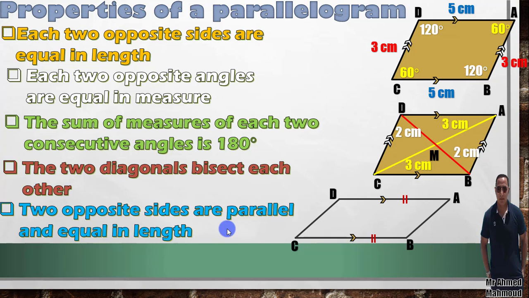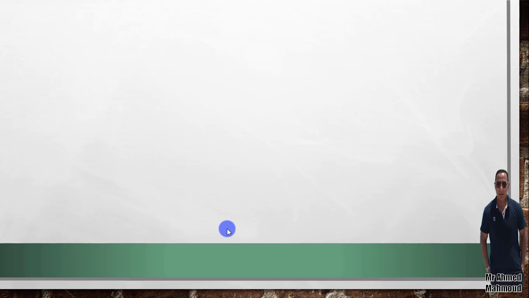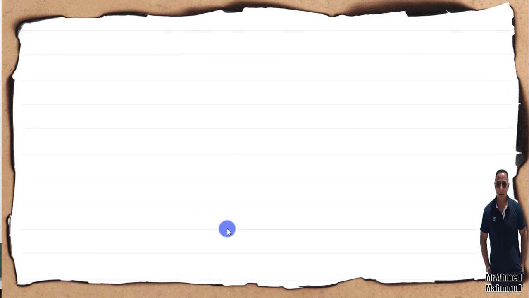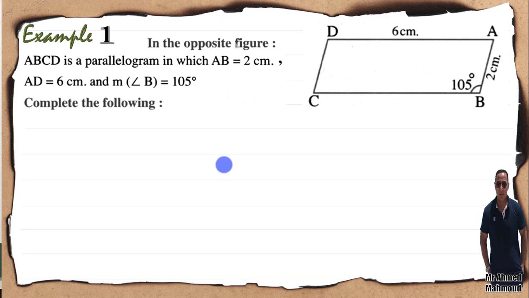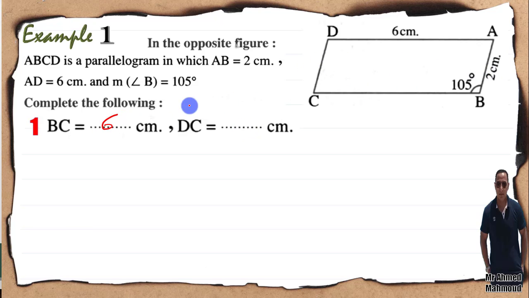Okay, let's solve the first question with us. Now we have example 1. In the opposite figure, ABCD is a parallelogram in which AB equals 2 centimeters, AD equals 6 centimeters, angle B equals 105 degrees. Number 1, BC equals: here AD equals 6, so BC equals 6 centimeters. DC equals AB equals 2 centimeters.